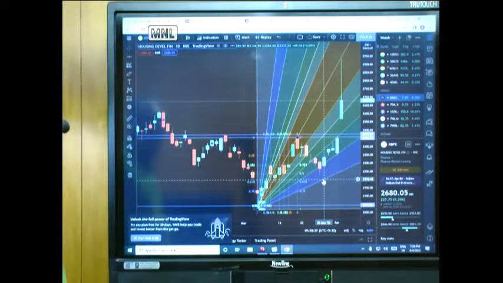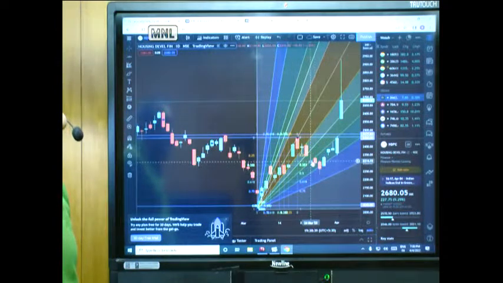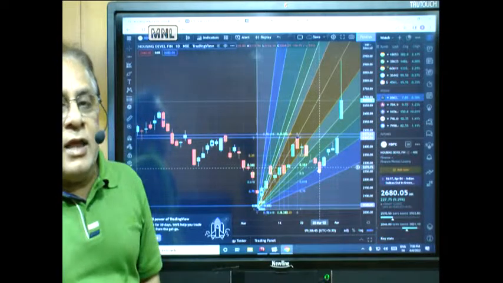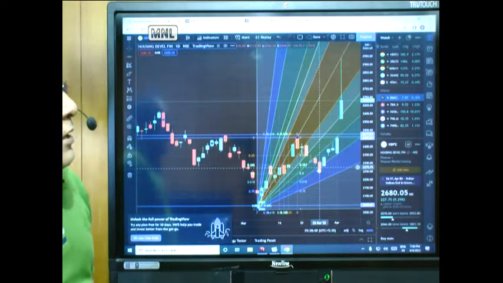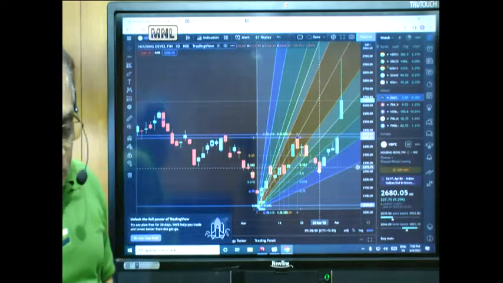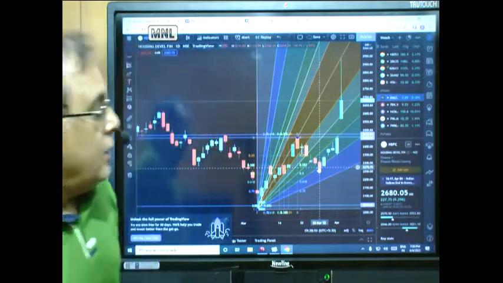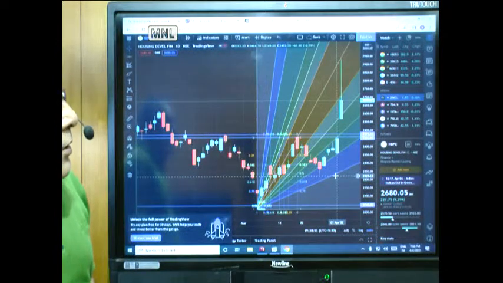So those who wanted to average it out, as I told you, should have averaged somewhere here, could have averaged somewhere here. These are the two places where one could have taken the average and probably looked at the trend as far as HDFC is concerned. So this is how you normally take a trade.